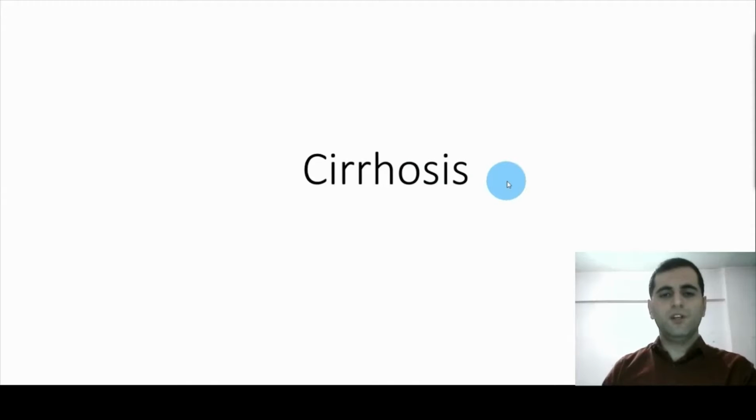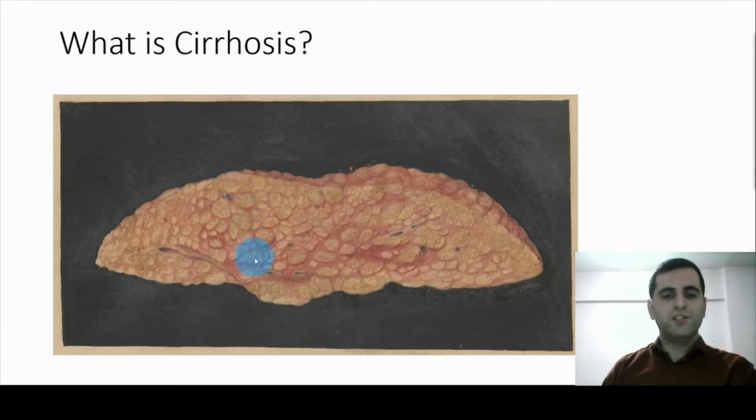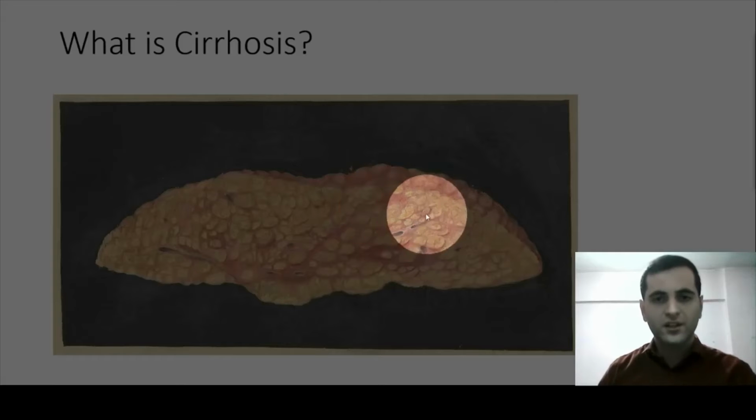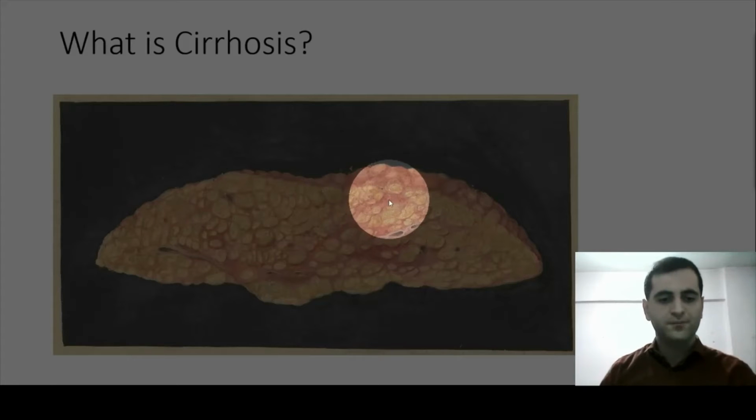Hello guys, today we are going to talk about cirrhosis. Cirrhosis is an end-stage liver disease which is characterized by disruption of the hepatic parenchyma, regenerating nodules, and fibrosis. As you can see here, these are the regenerating nodules, and between the nodules, there is fibrotic tissue.